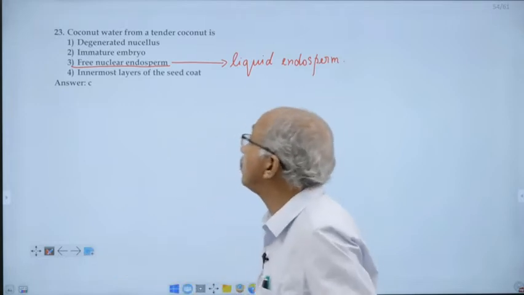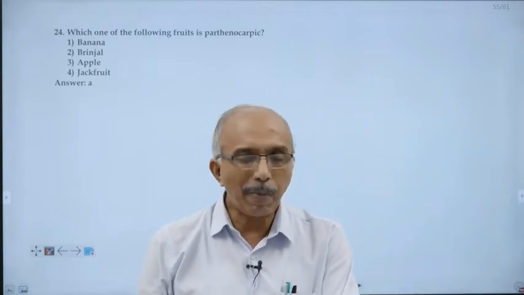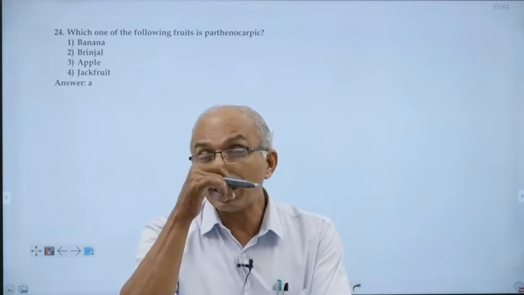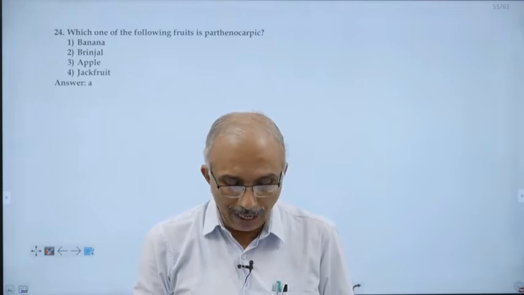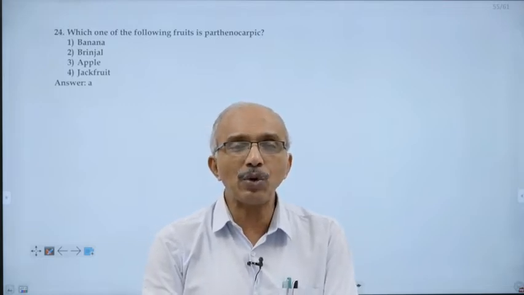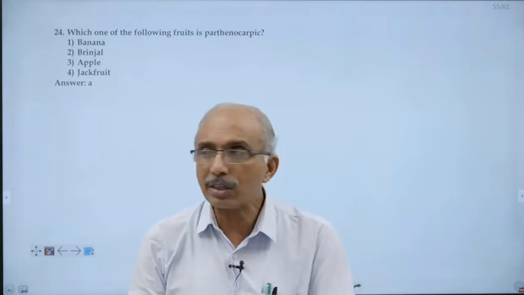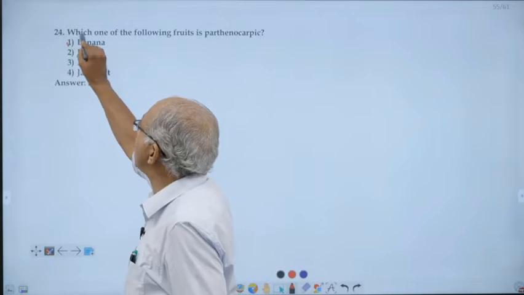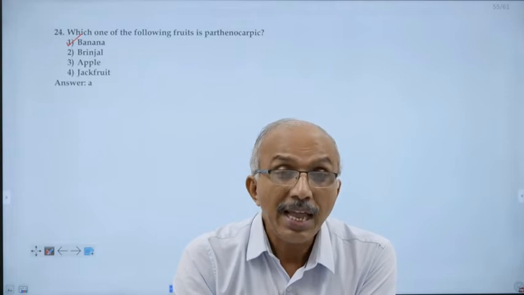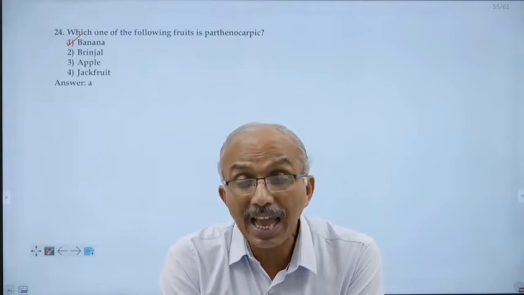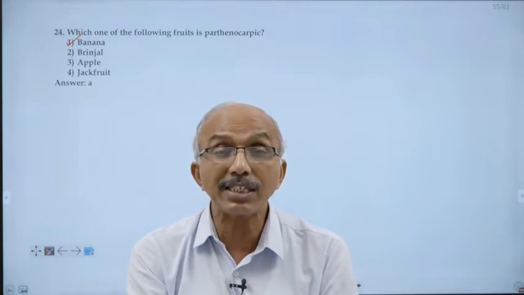24. Which of the following fruit is parthenocarpic? Parthenocarpic fruits are developed without pollination. The ovary develops into fruit without pollination or fertilization. Banana is a parthenocarpic fruit. Parthenocarpic fruits are characterized by the absence of seeds. That is, parthenocarpic fruits are seedless.